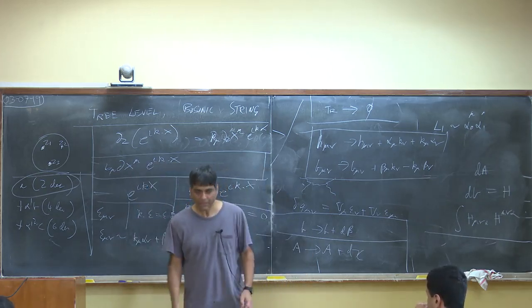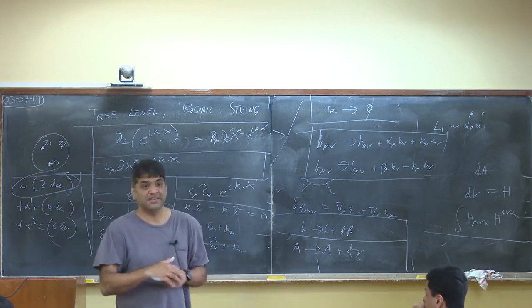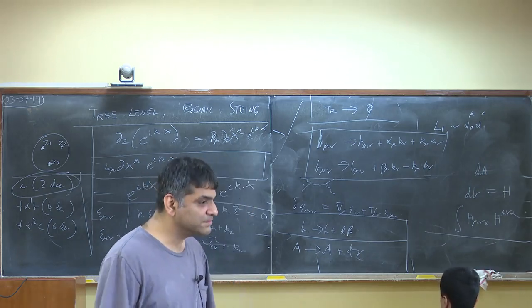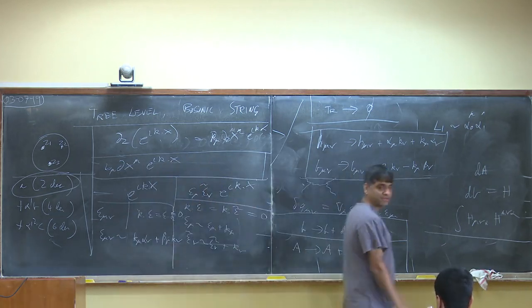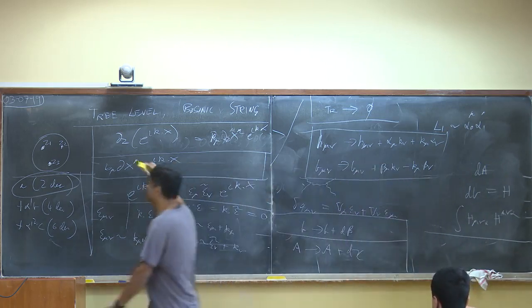Okay? Okay, fine. So this is like the lay of the land. Now we understand the operators we want to scatter. We have computed the C 3-point functions. Now what remains is to compute the matter 3-point functions. And then we're in business. Fine, so let's start doing that.